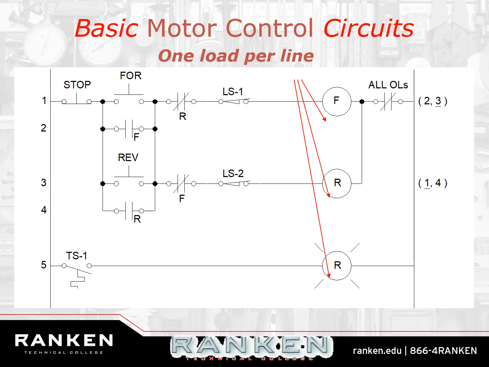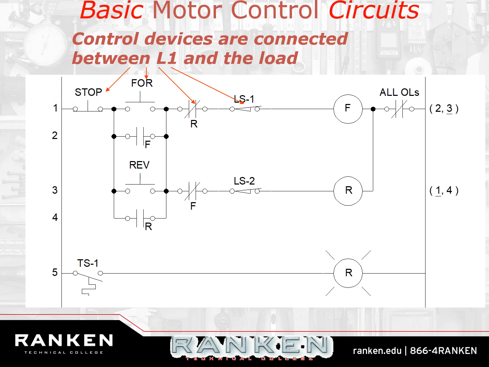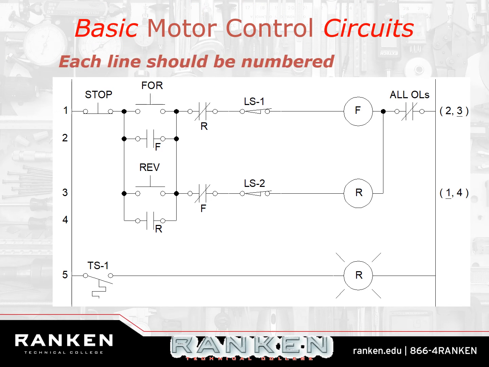So, simple ladder diagram, one load per line. Why? Because voltage. Okay. One load per line. All loads connected to L2. L2, unbroken chain, except for what? Overload contacts on the motor starter. You have to have those. All control devices connected between L1 and the load. These are all control devices. Why are they control devices? Because they either stop current or allow current to flow. That is their job. Okay?